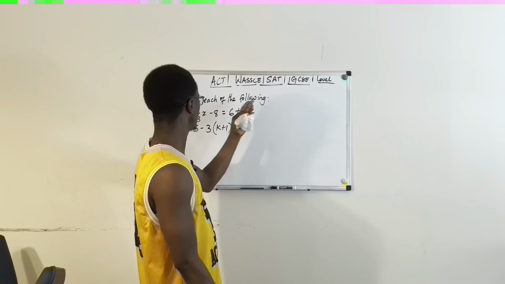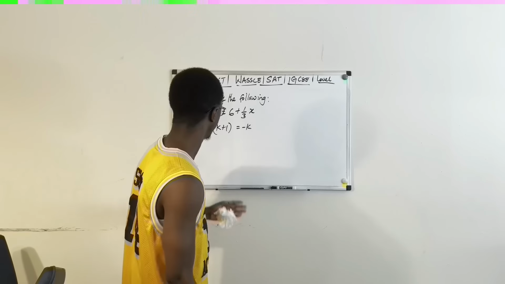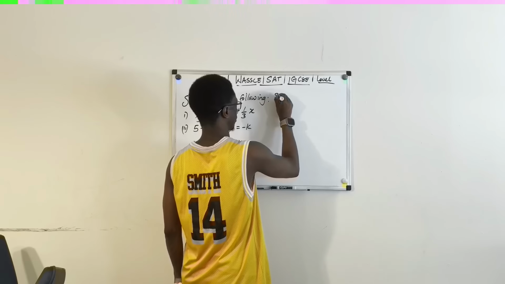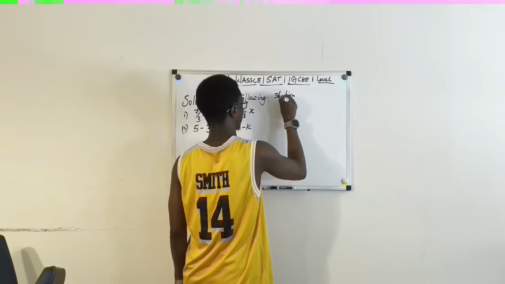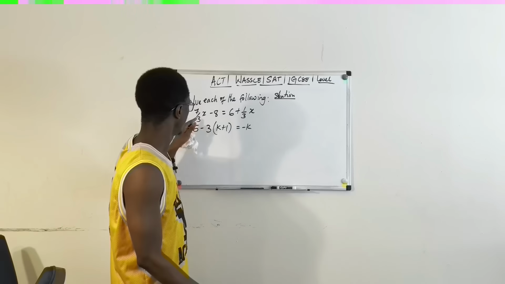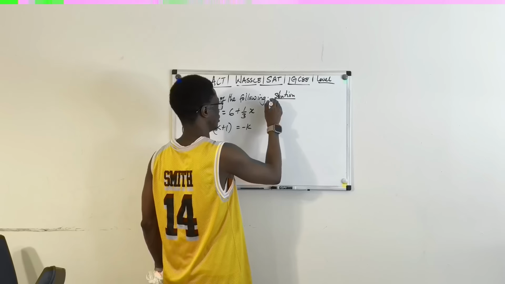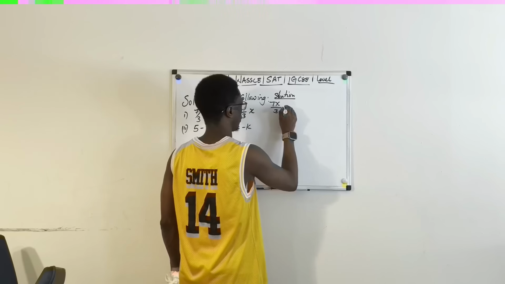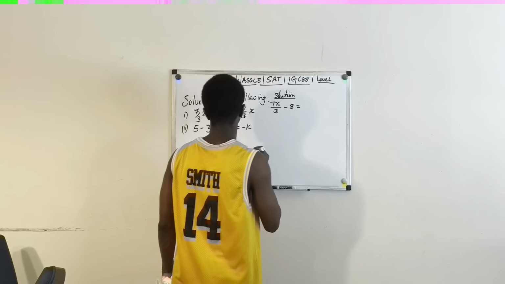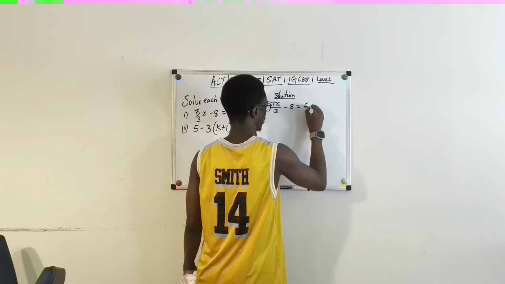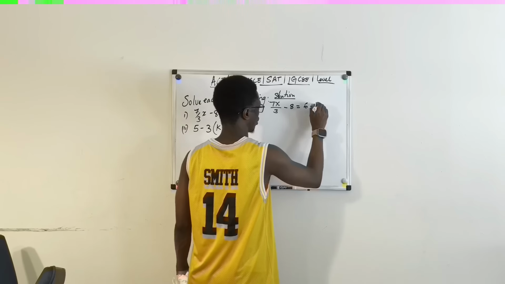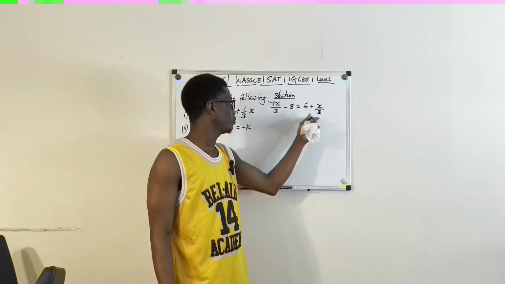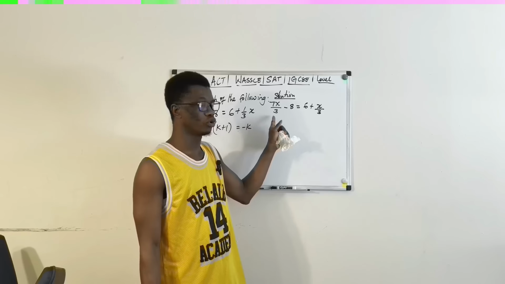This one says solve each of the following equations, basically, okay? So let's start with the first one. So let's write our solution here. This is the same as 7x over 3, okay, minus 8 equals 6 plus 1 times x, which becomes x over 3. Okay, now when we look at this, we have a denominator here.